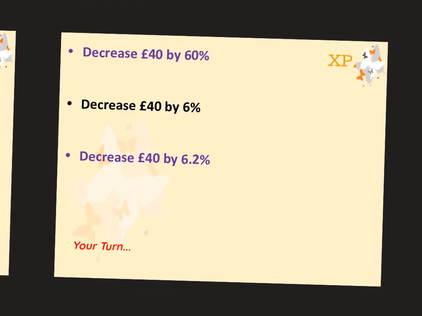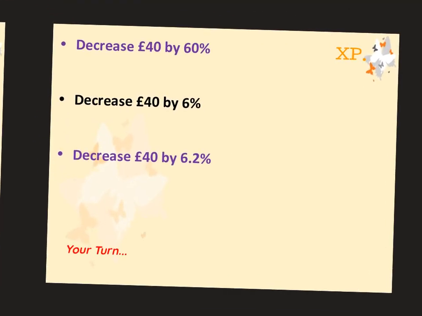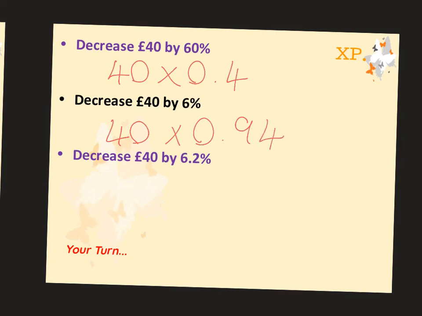And lastly, if you can pause and have a go at these three decreasing ones. So if we're decreasing by 60%, you need to multiply by 0.4 because you'd have 40% left if you took the 60% off. Decreasing by 6%, you're going to multiply by 0.94. Decreasing by 6.2%, you're going to multiply by 0.938.